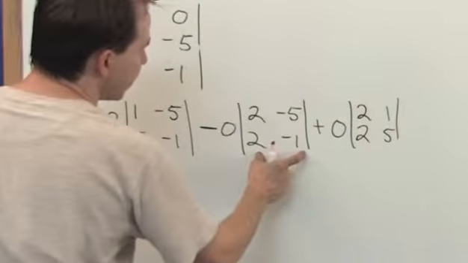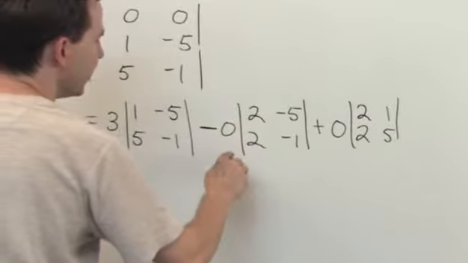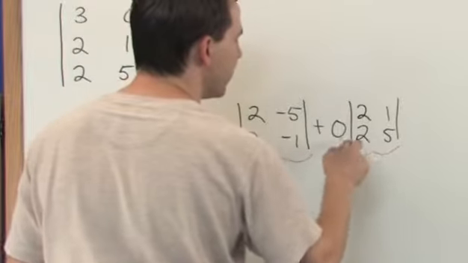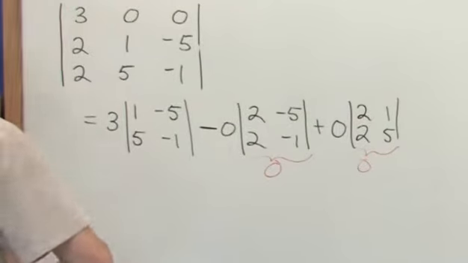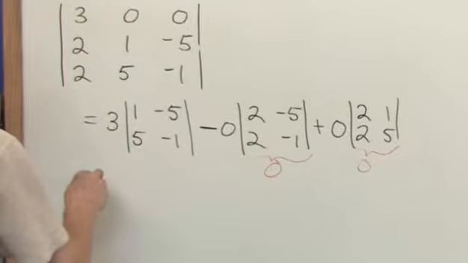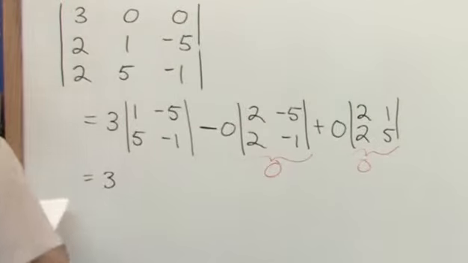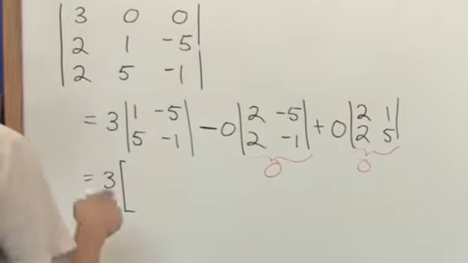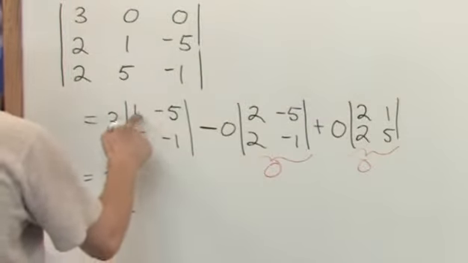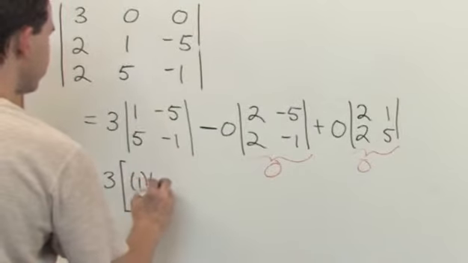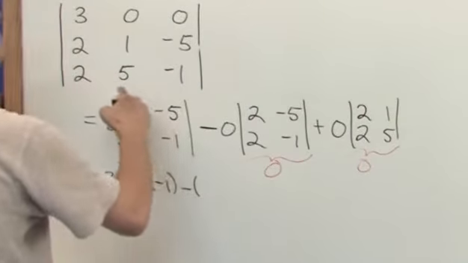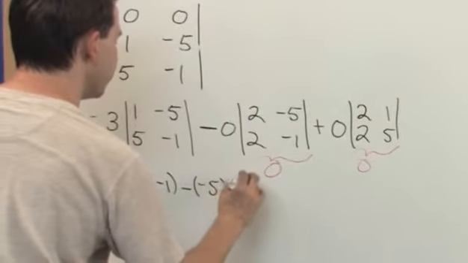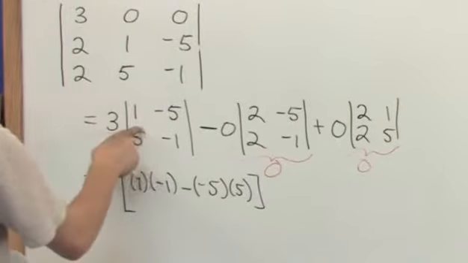Now, you could calculate this determinant and get a number, but since you're multiplying by 0, this entire term is going to be 0. You could calculate this determinant, but since you're multiplying by a 0, this one happens to be a 0. So really, the only thing you have to do calculation-wise is this one here. Okay, so what you're going to have here is 3. On the inside, you need to take the determinant of this. So you do your x, just like this. 1 times negative 1 minus, going this way, like this, negative 5 times 5. Okay. That's it, and you're multiplying by 3 because that's what's on the outside.